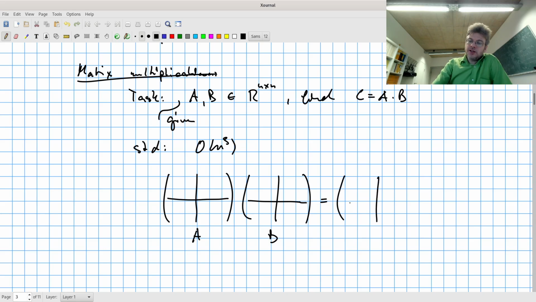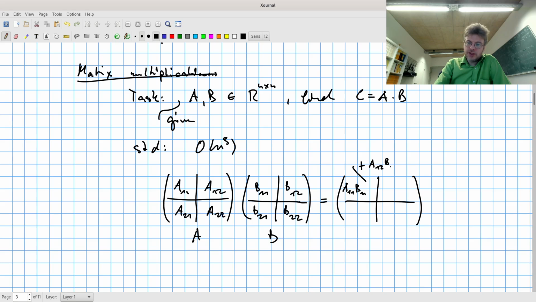And then you see if you can somehow get the 4 quarters of the result. So if you call this A11, A12, A21, A22, and so on, B11, B12, B21, B22, then the block in this corner will be obtained as A11 B11 plus A12 B21, and here similarly.